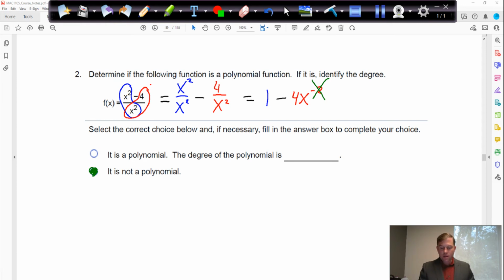Now, it's interesting. If this 1, the 1 is just a number, that's okay. That could still be a polynomial. But when I have an x to a negative power, then it's not.